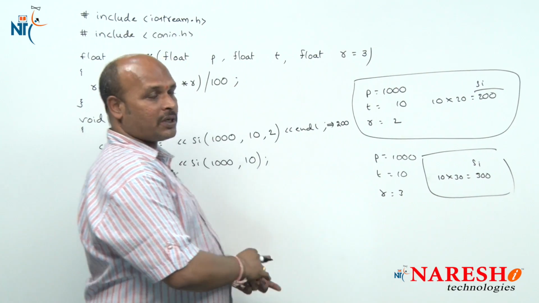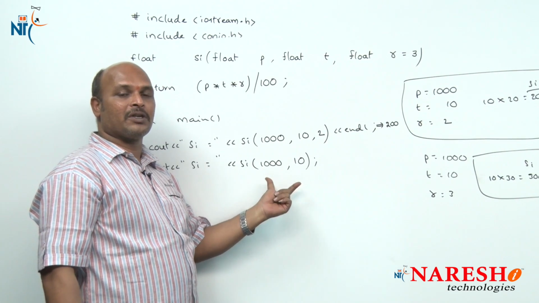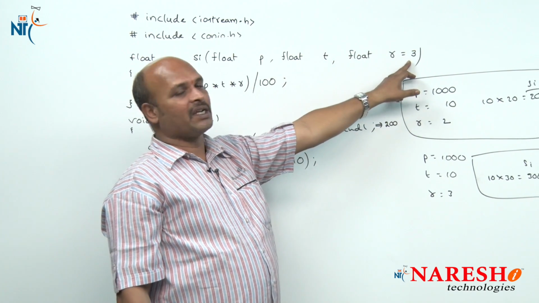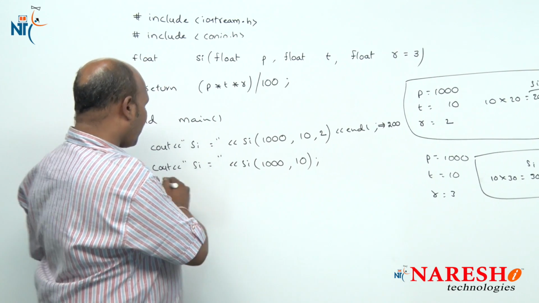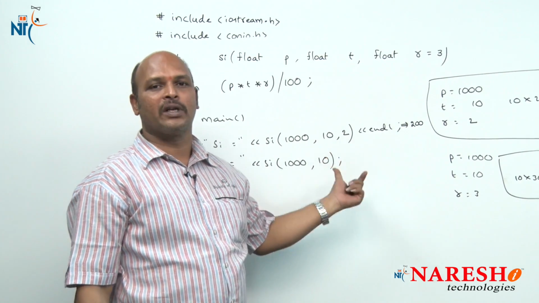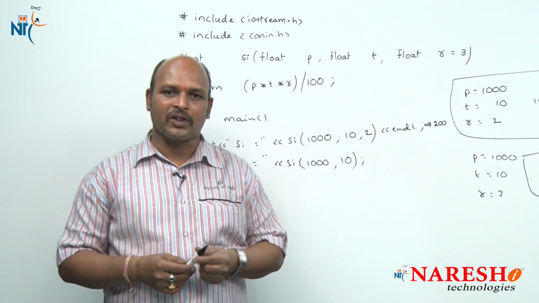Now watch it here. The first one has 3 arguments, but the second one has 2 arguments. Now the third argument is automatically received with 3. It is the usage of functions with default arguments in our regular examples. It is how to work with functions with the default arguments.